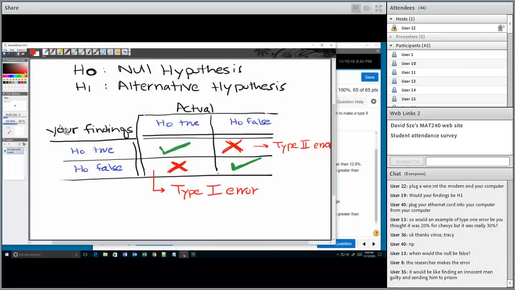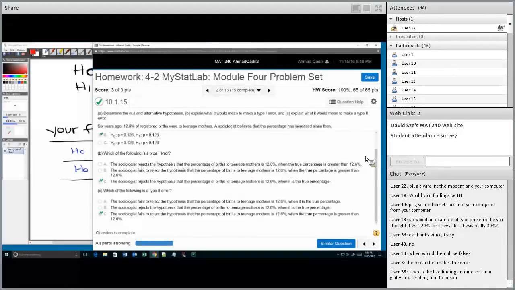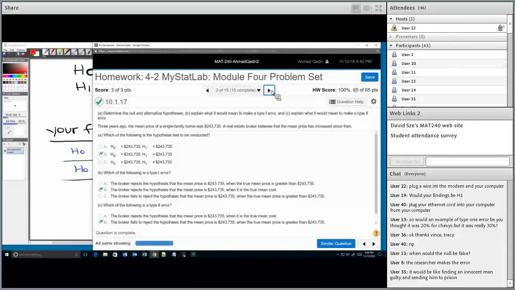Okay, the only way to remember this is if you can remember this matrix here, and the more problems you solve, the better you'll get at it. Now let's do the next problem, because it is also just like this previous problem. Somebody had asked me, how do we know whether we have the proportion or the mean as the parameter that we're testing? Here's an example.